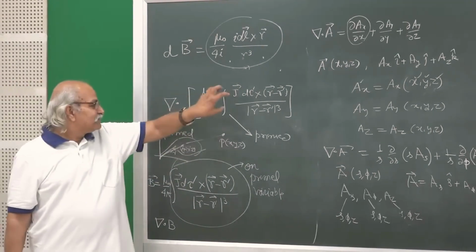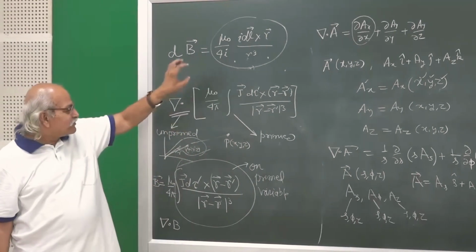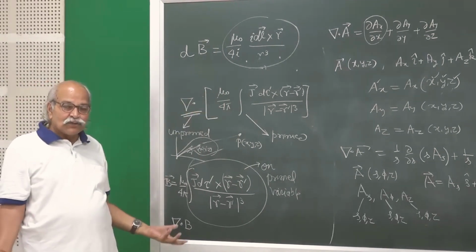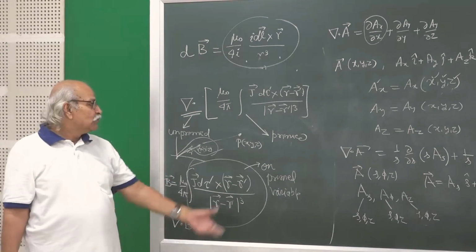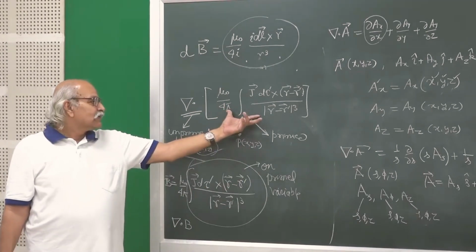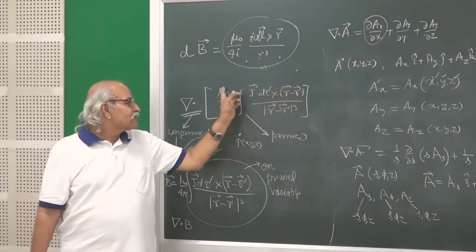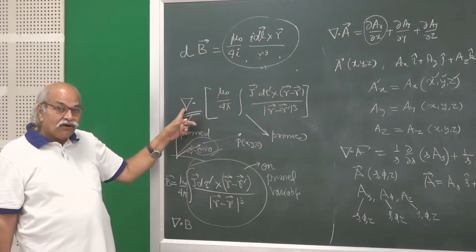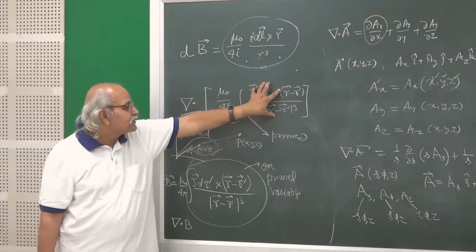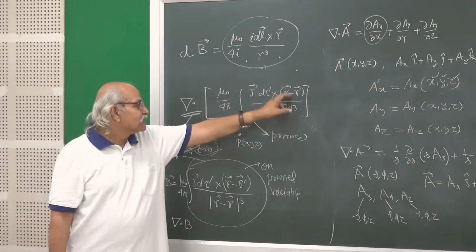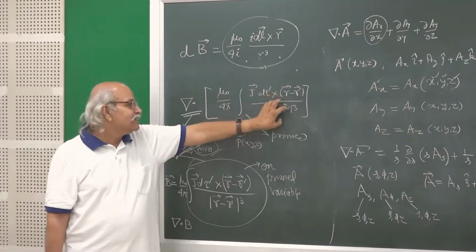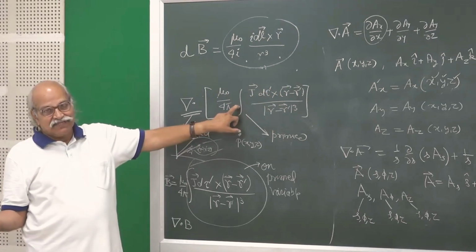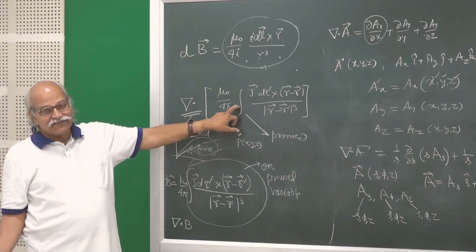So you have primed quantity, you have unprimed quantity, and since they are independent of each other, ordering is not important. You integrate on r prime, get a function of r and then differentiate, or you first differentiate with respect to this unprimed r quantity, and then after that differentiation you integrate. That is also possible.